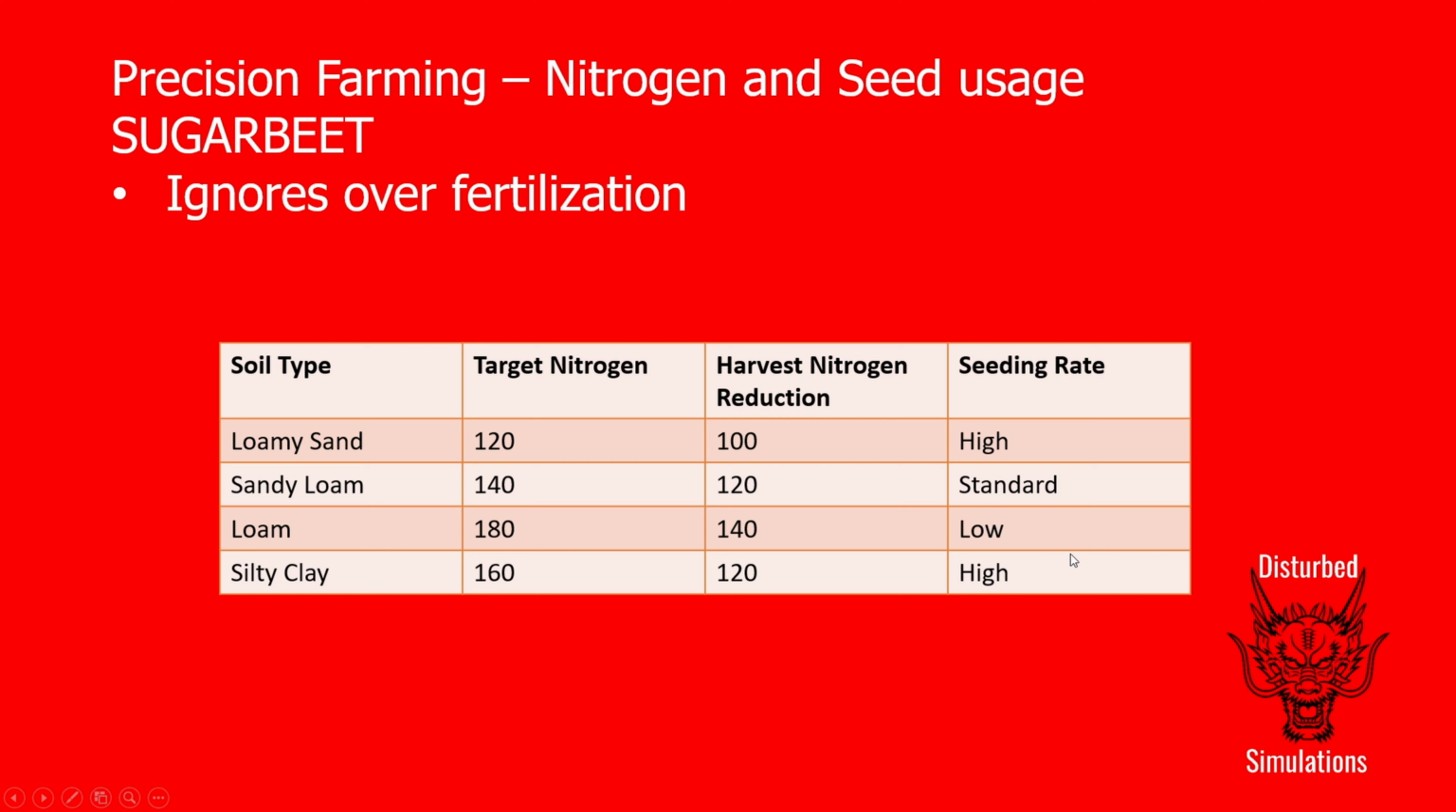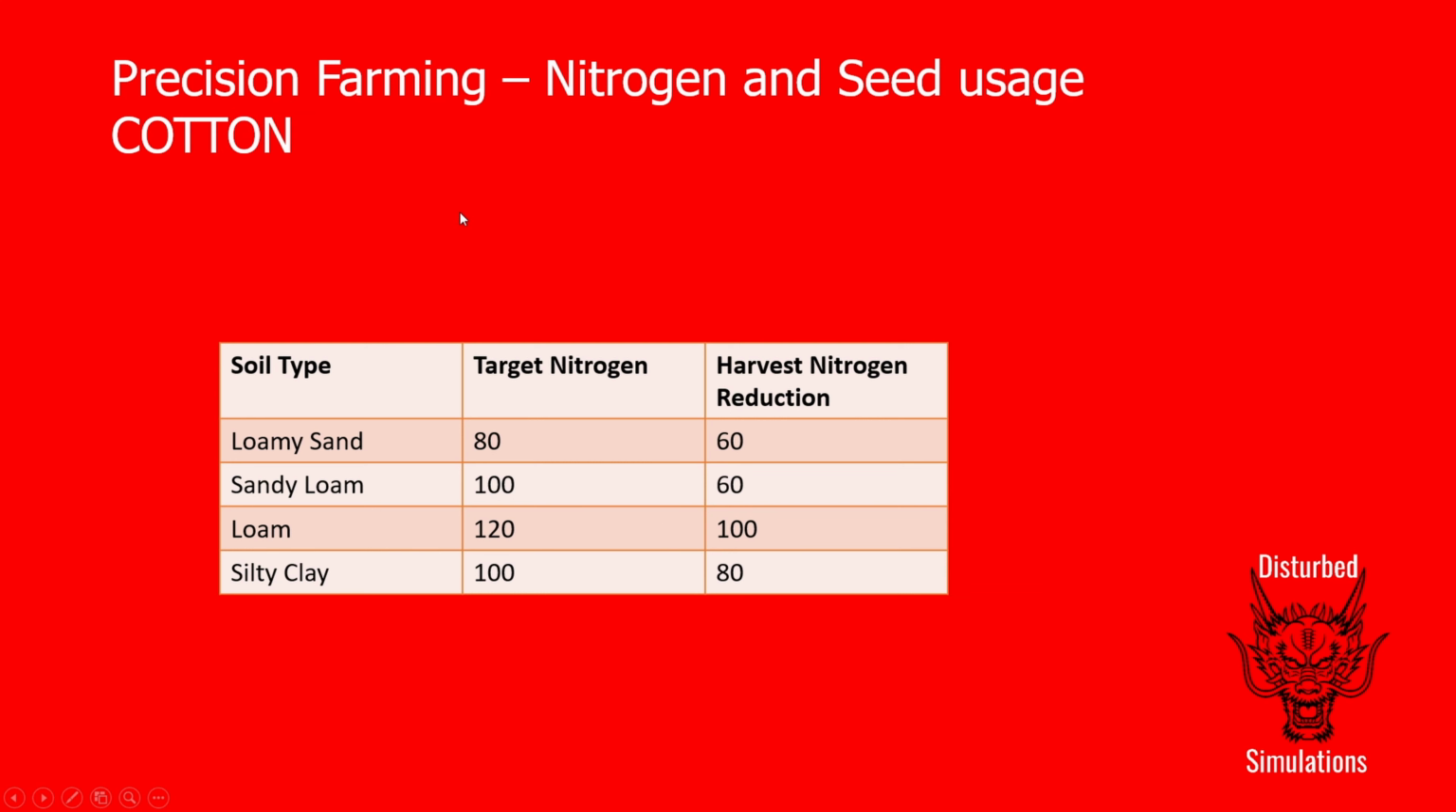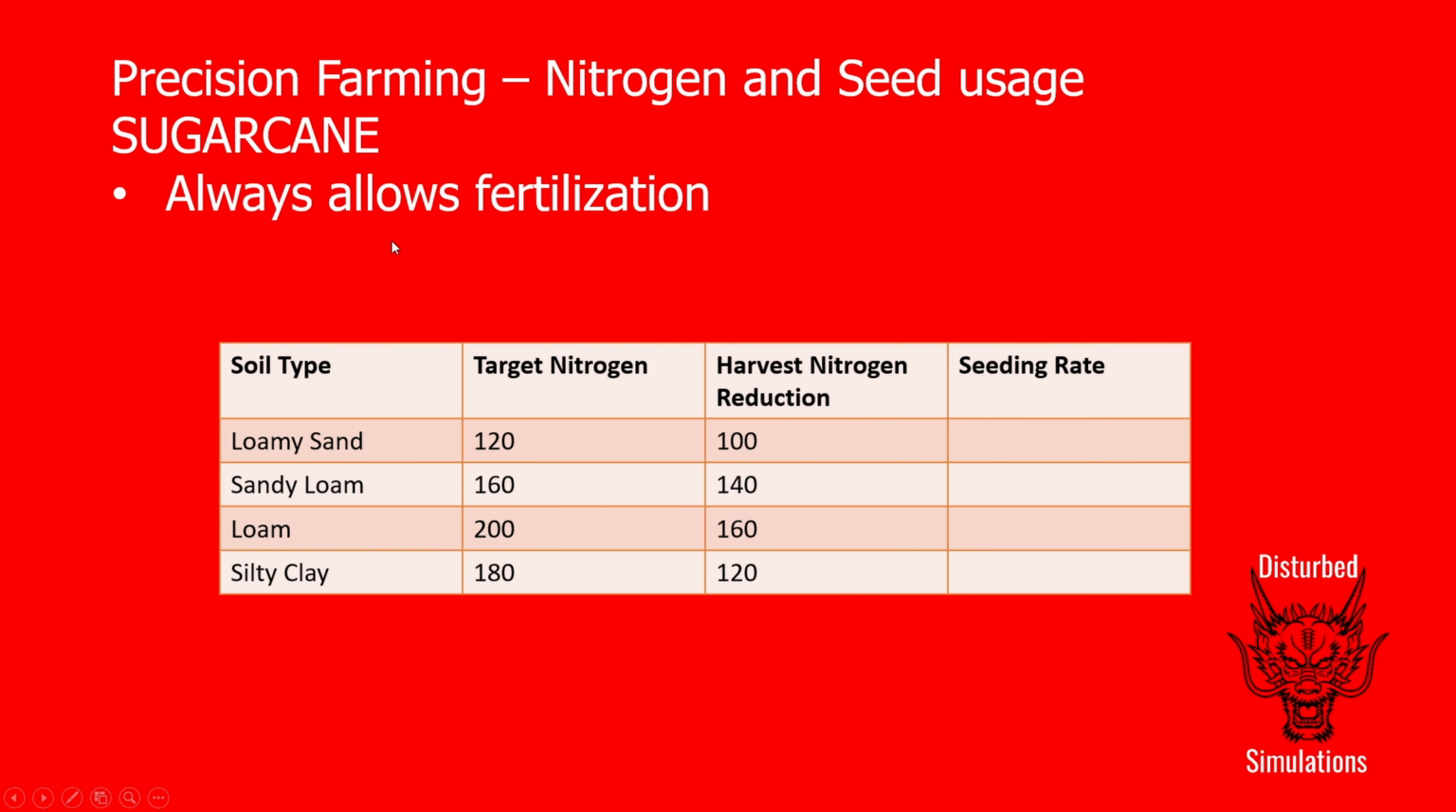Sugar beet does add in the variable rate seeding compared to potatoes, and does require a little bit more nitrogen than potatoes, but again, it ignores the over fertilization. Cotton, no variable rate seeding and fairly low nitrogen usage there. Sugarcane, this is common with the crops that can regrow. You can always fertilize sugarcane, and fixed rate seeding, I should have deleted that column, and fairly high nitrogen usage there.